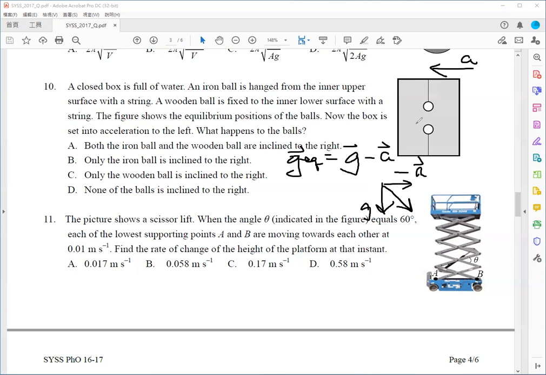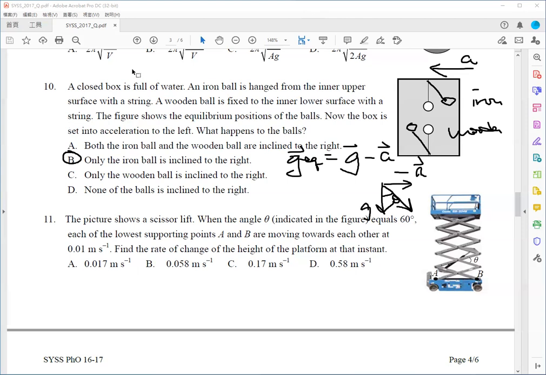So therefore, this ball will be inclined like this, and this ball will be inclined like this. So this is the wooden ball, is it? Which one is this? It's the iron ball. So this is the wooden ball. And if you want to find the angle, of course you can find it easily. So only the iron ball is inclined to the right. So the answer is B for ball. Any question? Just make use of this skill, and then you can do the question very easily.